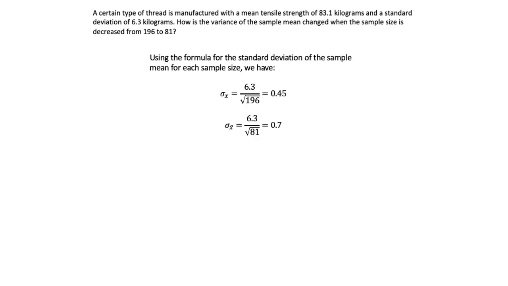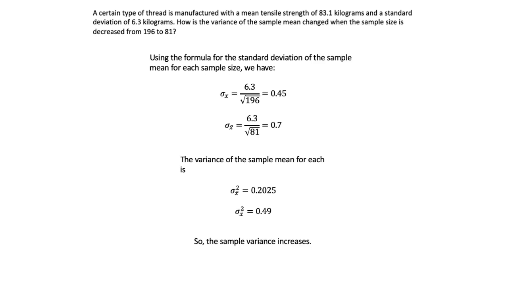So we use the formula for the standard deviation of the sample mean for each sample size. The first one is 0.45. The second is 0.7. So the variances then would be the squares of those. Notice that the sample variance actually increases when the sample size decreases.